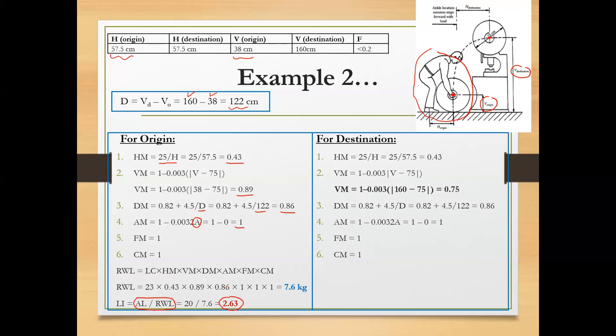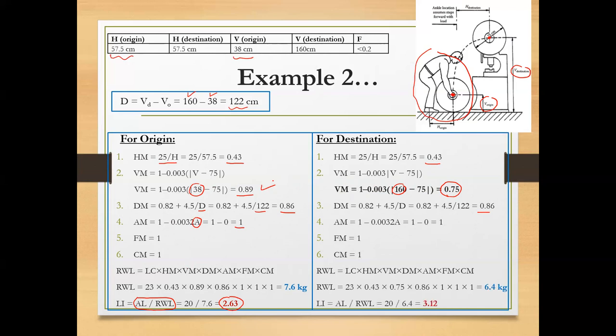You might have already got this point that only VM will change. The horizontal multiplier will remain the same, and the same is true for the distance multiplier, asymmetry, frequency and coupling multiplier. Only the vertical multiplier will change. At the origin, the vertical distance was 38, and at the destination it is 160. So the vertical multiplier at the destination is 0.75. It was 0.89 at the origin. So RWL at destination is 6.4 kg.